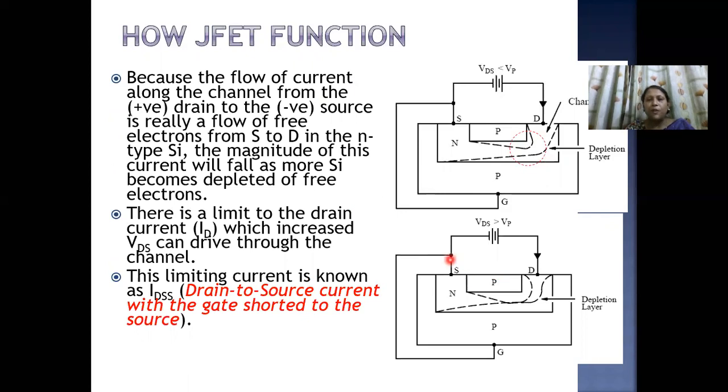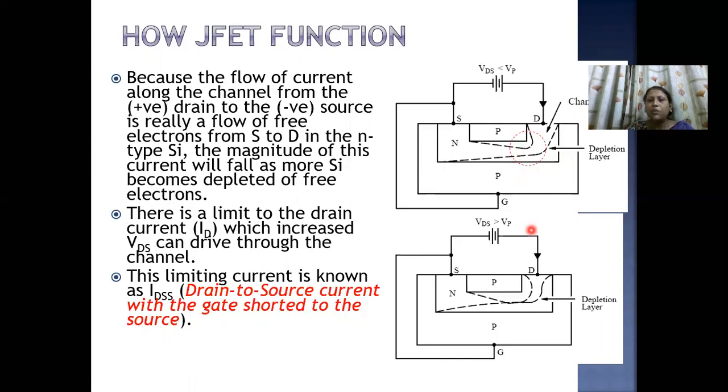Because the flow of current along the channel from the drain to source is really a flow of free electrons from source to drain in the silicon, the magnitude of this current will fall as more silicon becomes depleted of free electrons. Obviously, as the junction is much more reverse biased, the number of electrons flowing will reduce. That's why the current will reduce.